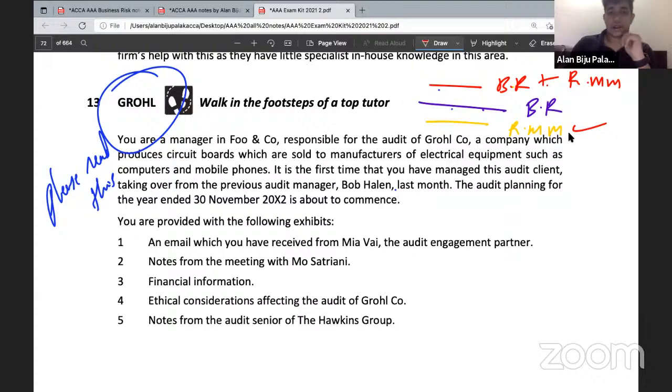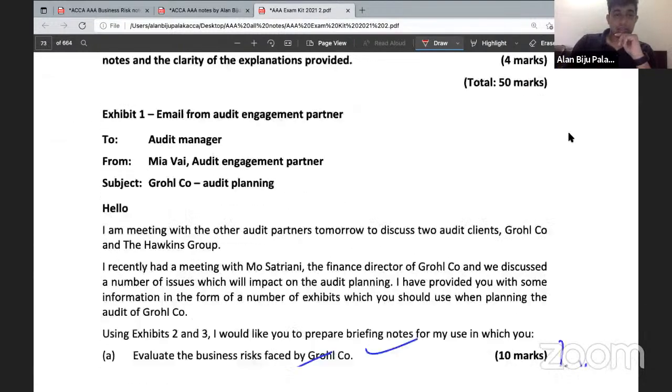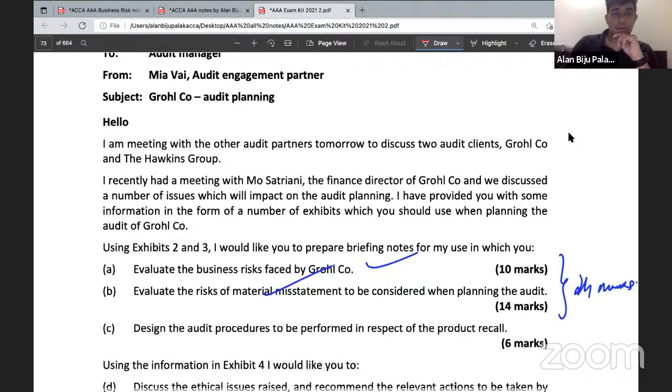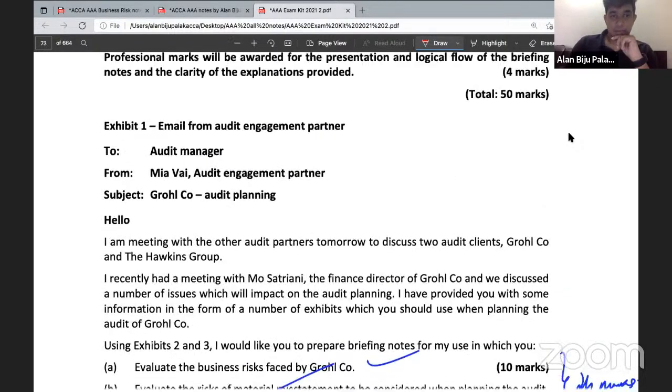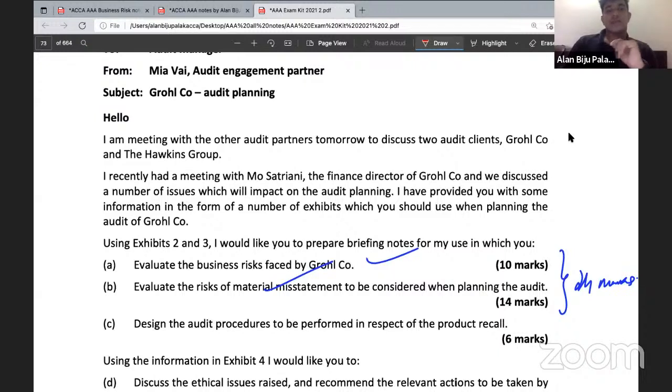Okay. All right. Then, this is a requirement that is being provided by the engagement partner. I'm meeting with the other audit partners tomorrow to discuss two audit clients, Groll Company and Hawkins Group. I recently had a meeting with M, the finance director of Groll Company, and we discussed a number of issues which will impact on audit planning. I have provided you with some information in the form of a number of exhibits, which you should use when planning the audit of Groll Company.